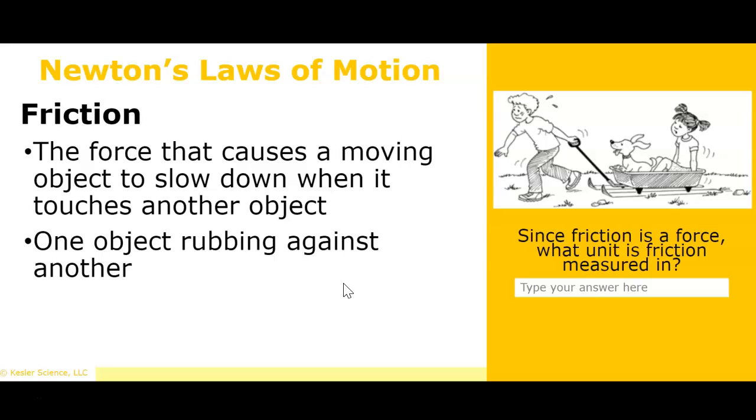Friction is a force that causes a moving object to slow down when it touches another object or one object rubbing against another. So here we have a boy pulling this dog and this girl, and instead of wheels, it has skis. And all that friction is caused because there's so much of the ski that is rubbing against the ground. And remember, friction is a force, and force is always measured in a particular unit. And if you don't remember, go back and look on one of the slides before.